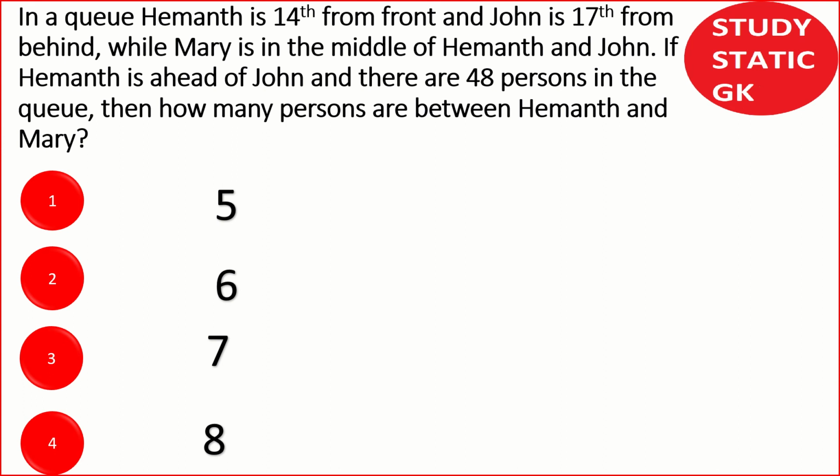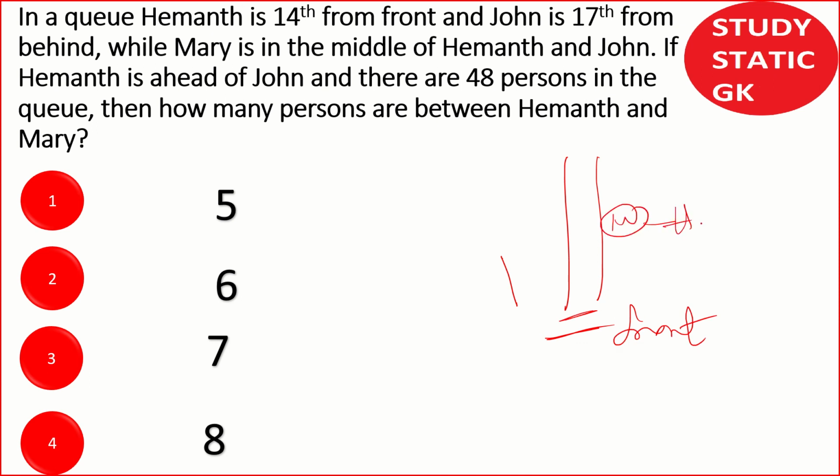Next question. In a queue, Hemant is 14th from front. From front, let us assume the row is like this. This is the front. So from front, he is 14th. Who is he? Hemant. So here 13 members are there, right?